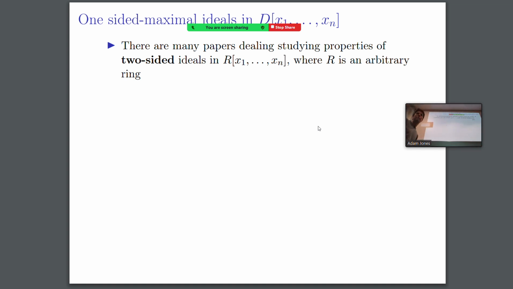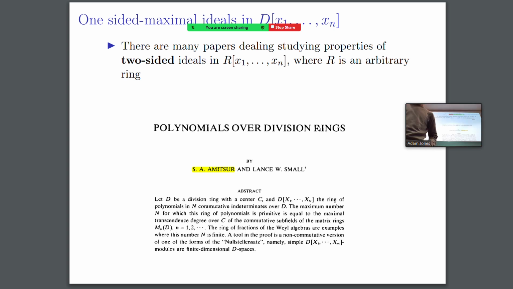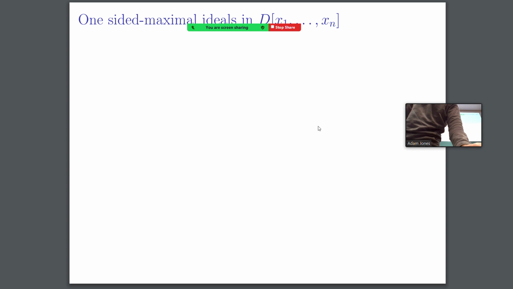Okay, now there are many papers in the literature dealing with properties of two-sided ideals in such polynomial rings in central variables, but as we saw, we have to also consider one-sided ideals, otherwise we are missing out on a lot of the geometry. There are actually not that many papers studying properties of one-sided ideals. However, there is this paper from 1978 by Amitsur and Small. Amitsur, for people unfamiliar, was one of the big names in non-commutative ring theory in the second part of the 20th century. And in this paper, they studied this ring, and the main result is the following.